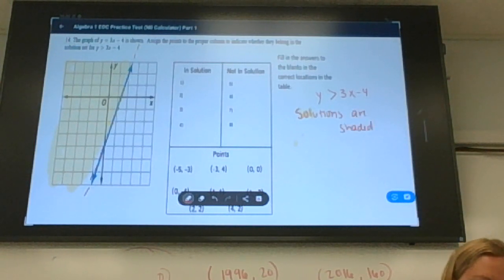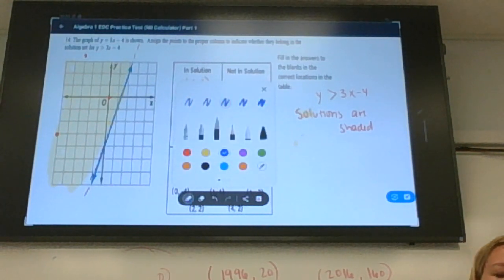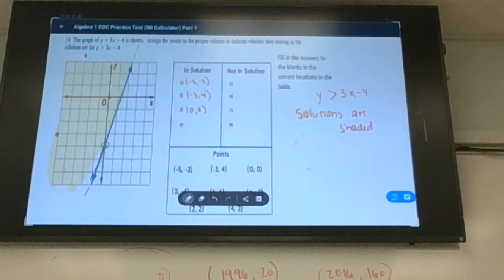So I'm going to test all these points. -5, -3, yes, solution. -3, 4, solution. 0, 0, solution. 0, -4 is the one where you should have questioned. Right here on a dashed line is not a solution. Okay, that's what the real test is here. On a dashed line is not a solution.